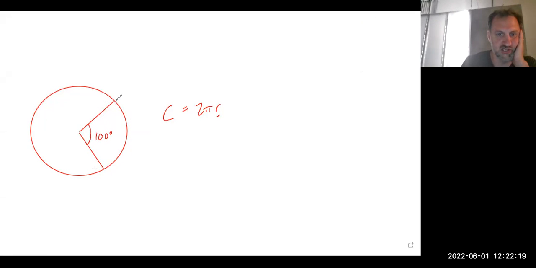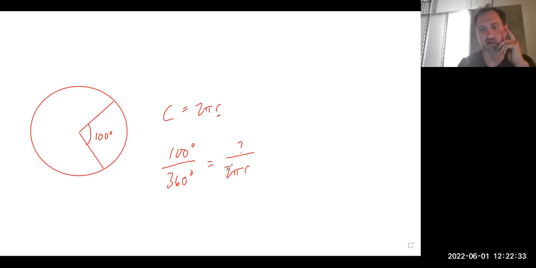Well, it's just a part of the larger circumference, and we can use, say, 100 degrees out of 360 degrees to be equal to question mark over 2 pi r. So again, we have this kind of a proportional reasoning way of solving this problem. Now, what we're going to develop here is an arc length formula based on an angle measure in radians. And we've talked a little bit about conversions from degrees to radians.